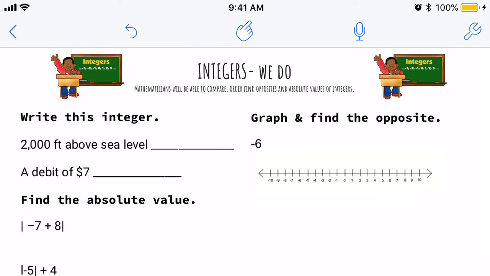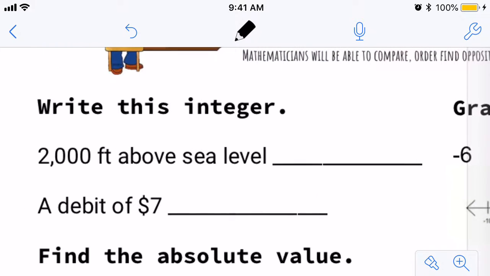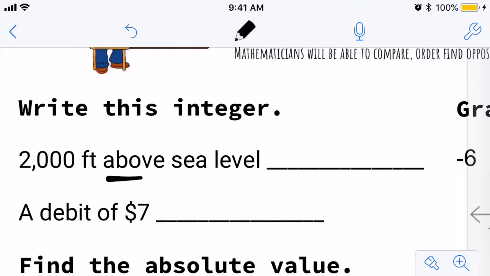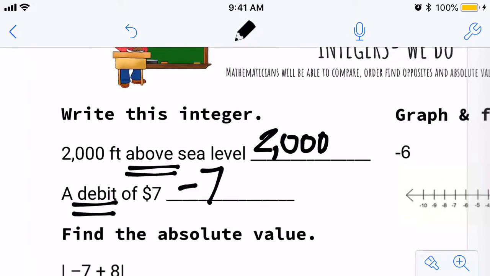All right, now that you've come back to this slide, let's talk about the answers. So writing an integer, if we know we're above sea level, we're going to have a positive value. You can write the positive sign, but there's no need. You can just write a 2,000. If I'm talking about a debt, I know I'm talking about a negative value, and that's negative 7.